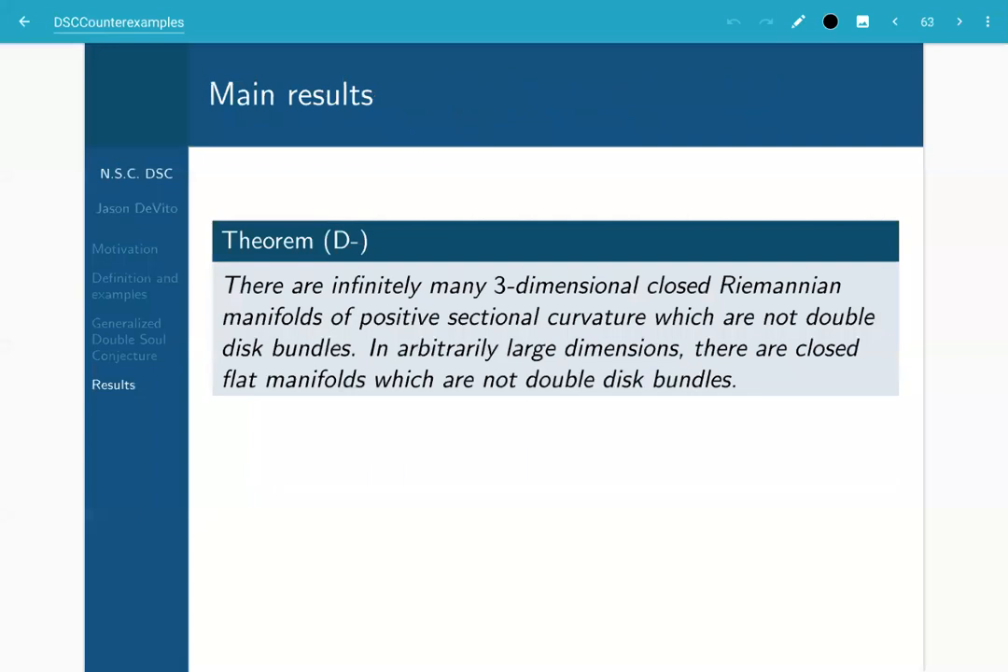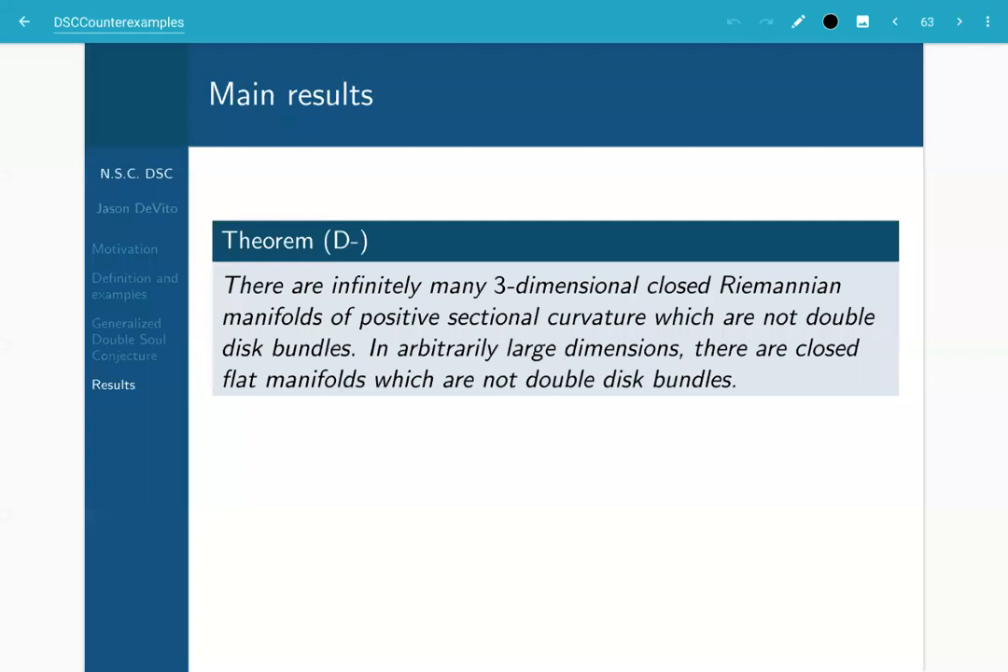So let's move on to some main results. There's actually kind of two results I want to share. This is definitely the main result. The first result is there are infinitely many three-dimensional counterexamples to the generalized double soul conjecture. So Grove's example is one of infinitely many, and it fits in a nice family. It's actually one of precisely three homogeneous examples. So of the infinitely many counterexamples, three of them are homogeneous and the rest are not. So the first result is what's going on in 3 dimensions.